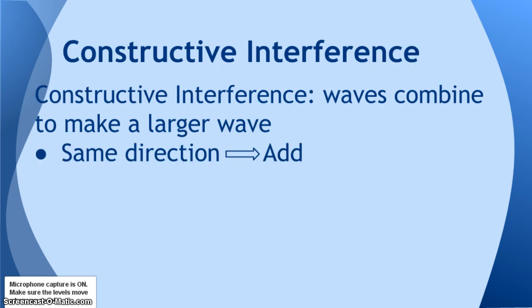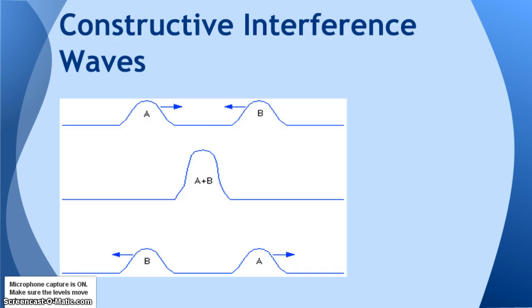So constructive interference is when waves combine to make a larger wave. And it's simple because if the waves are going the same direction, just add them. Here's an example of constructive interference. You can see that A is here and B is here, and they converge to make A plus B. Then a moment later, B and A go on as if nothing happened.